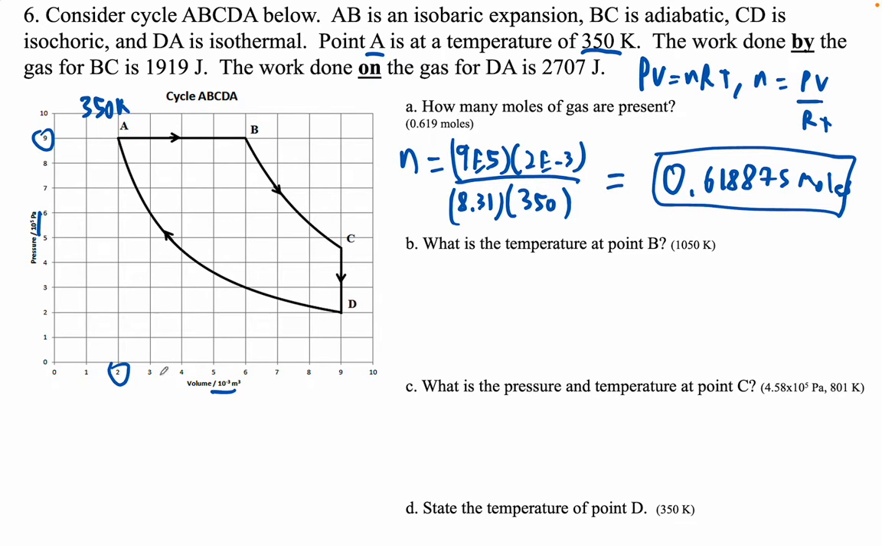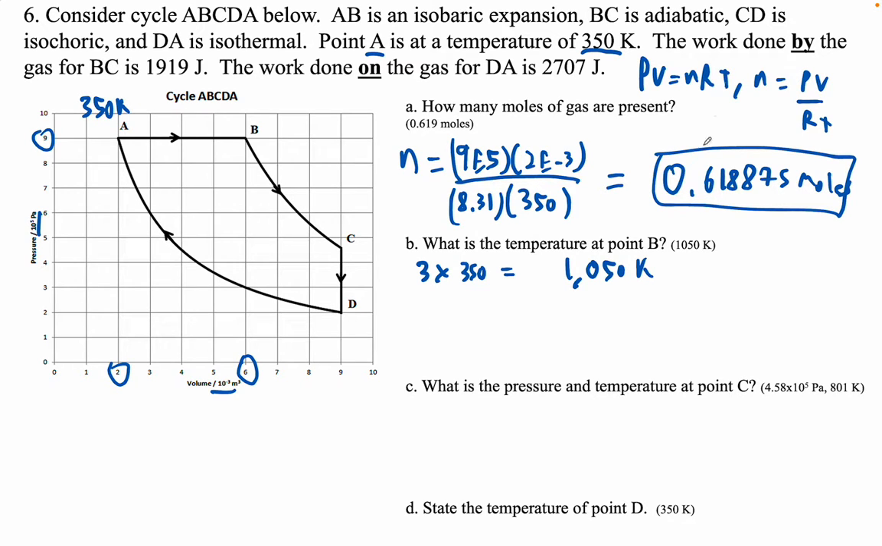Well, the easy way to do this is, notice we're at 2 times 10 to the minus 3rd, and we go to 6 times 10 to the minus 3rd. So that's just going to be 3 times the temperature. So 3 times 350 is 1050, right? Okay. But let's imagine you don't believe me, right?